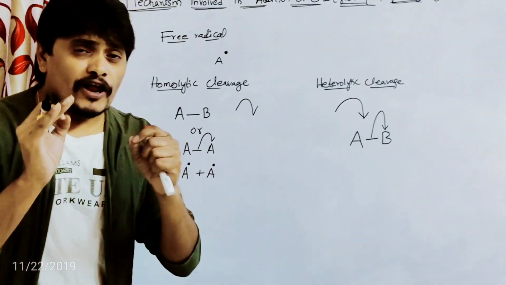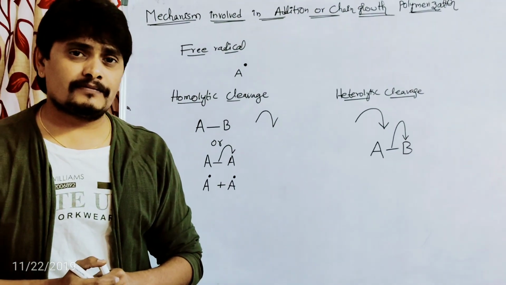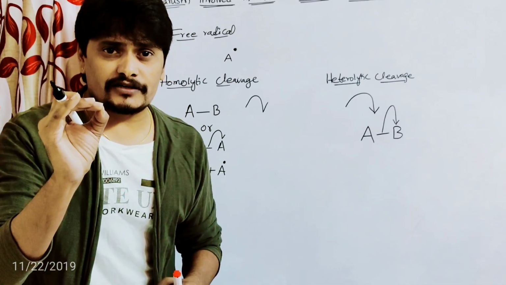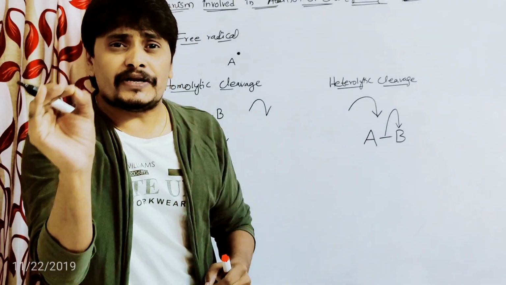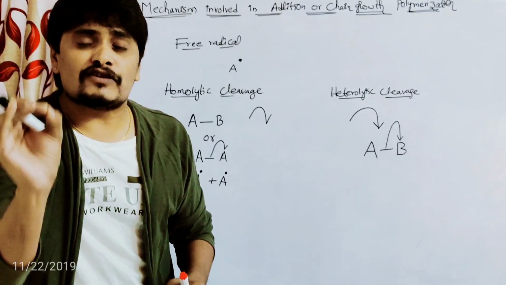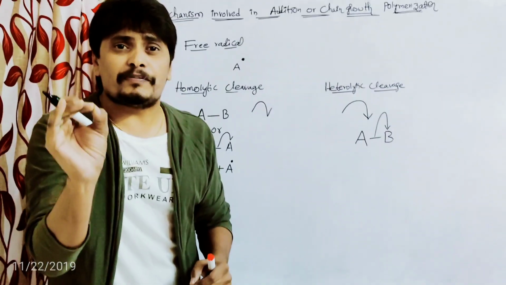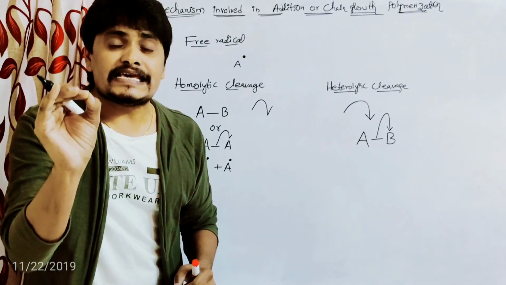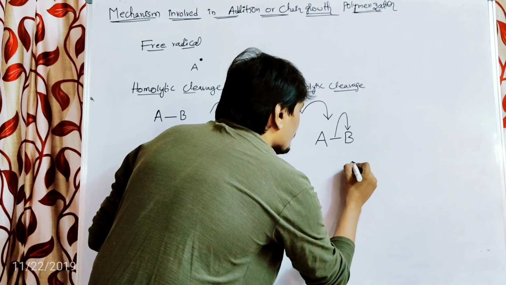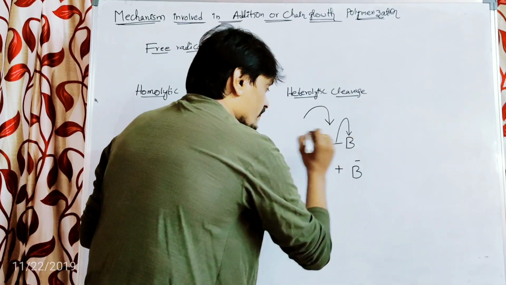The flow of electrons is taking place towards B means what, students? That is flow of electrons. What is the charge of the electrons? Electrons are negatively charged. Now the flow of negatively charged particles is taking place towards B. So since the flow of negatively charged particles, which are called electrons, is taking place towards B, B gets the negative charge. Plus the bond has been cleaved.